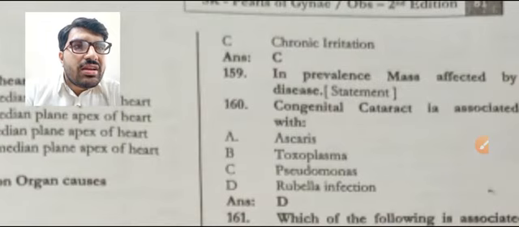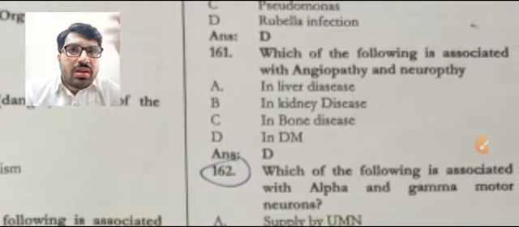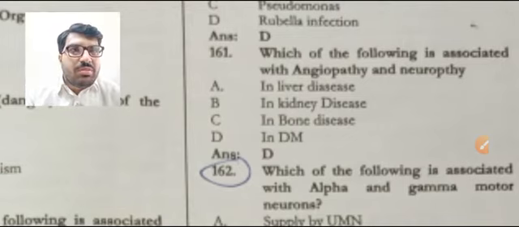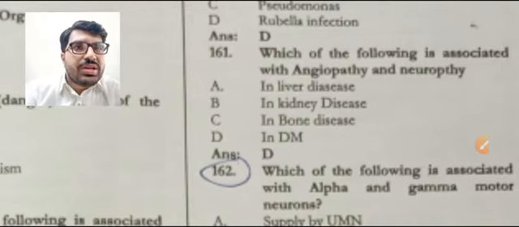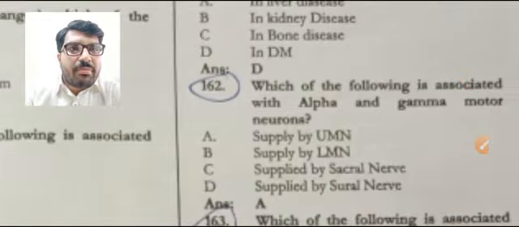Congenital cataract associated with rubella infection, that is called congenital rubella syndrome. In which murmur? The PDA murmur, the machinery murmur, is associated with PDA, with the rubella infection. Which of the following is associated with angiopathy and neuropathy? Both. The answer is DM, diabetes mellitus.